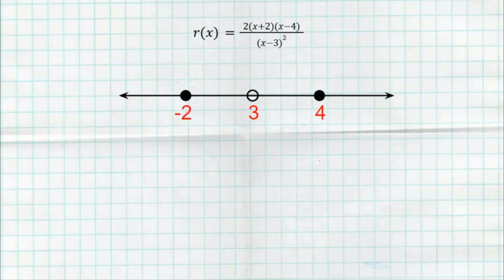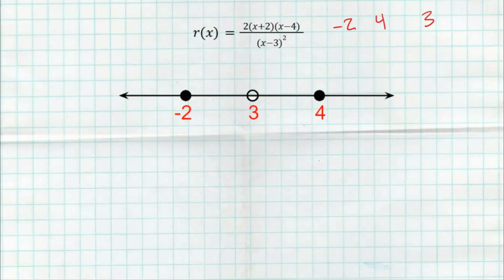We got to create our sign chart. Now, any value that makes numerator or denominator 0 goes on the sign chart. So we have a negative 2, that's going to make the numerator 0. We have a 4, that's going to make the numerator 0. And we have a 3, that's going to make the denominator 0. But they all go on the sign chart.